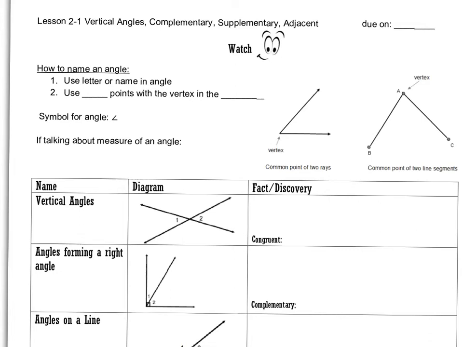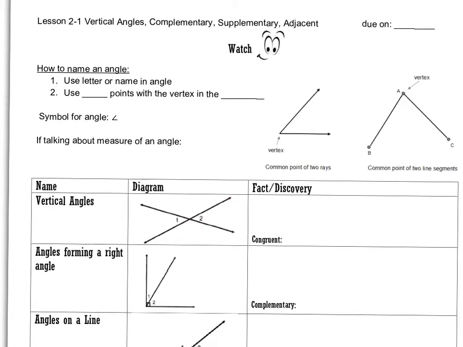All right, this lesson is on 2-1, the basic vocab that we need for Unit 2. The first thing is how do you name an angle. You can either use a letter or a number to name an angle. If you look down at the vertical angles here, there's a little number 1 in there and a little number 2. That means that this angle would be angle 1, that angle would be angle 2.